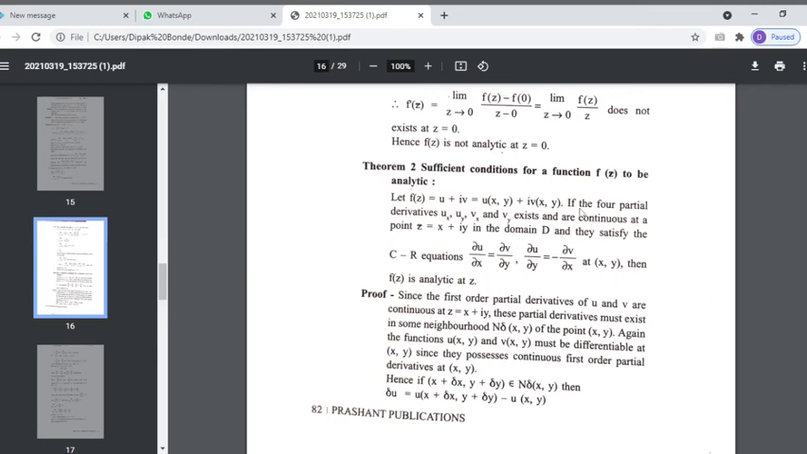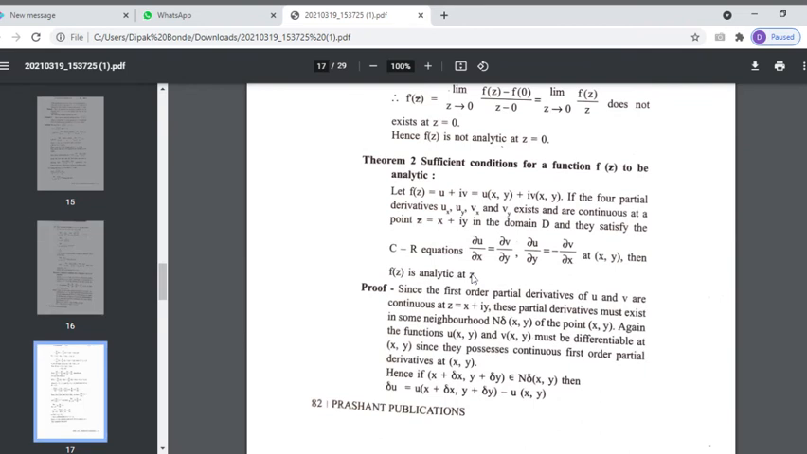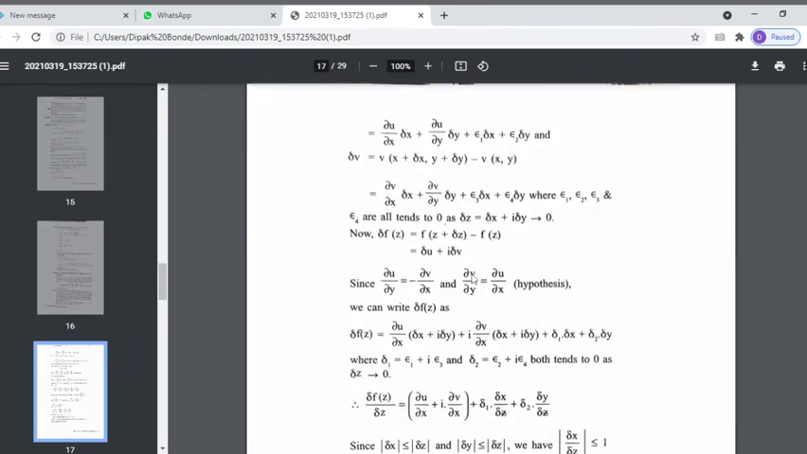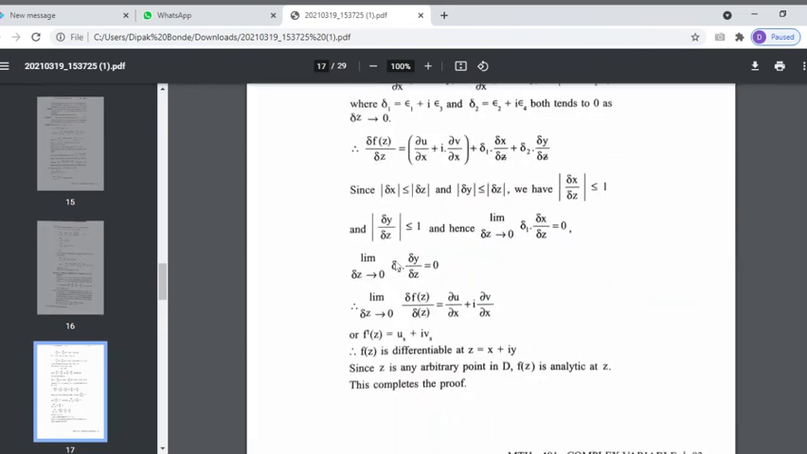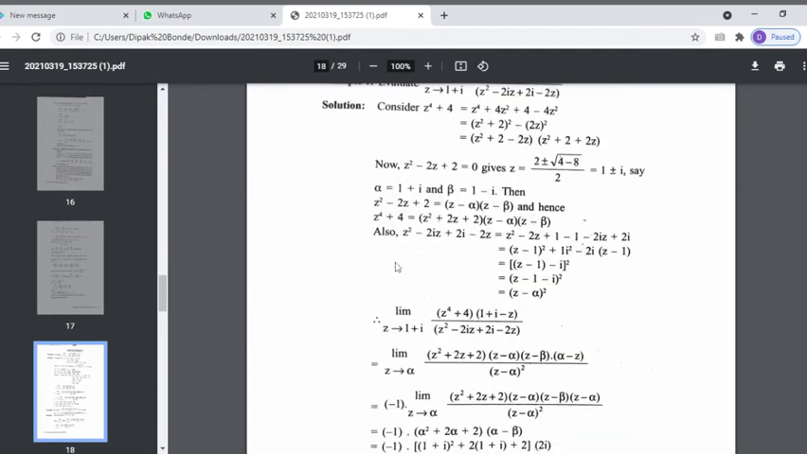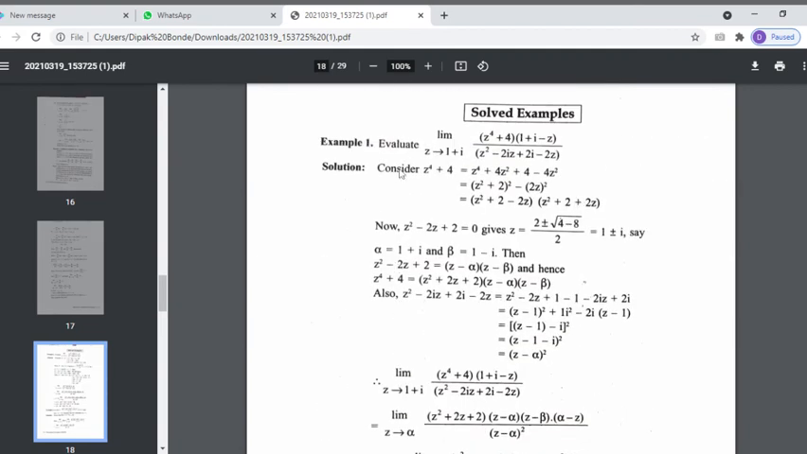This is the sufficient part, that is the converse. Here it requires the condition of continuity. We omit the proof of this theorem. Now some solved examples.